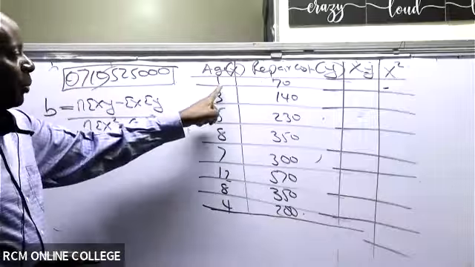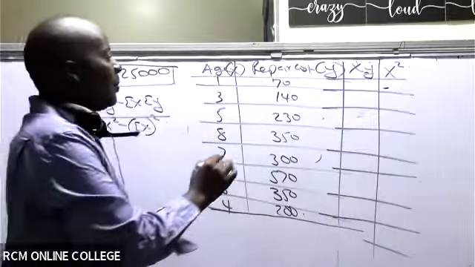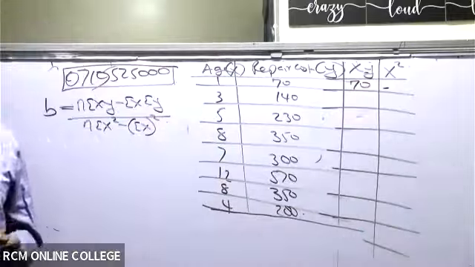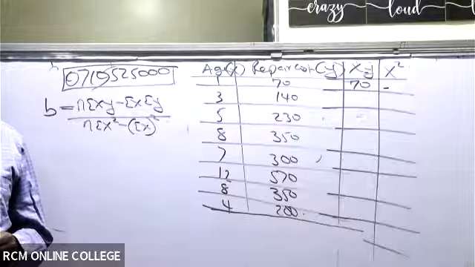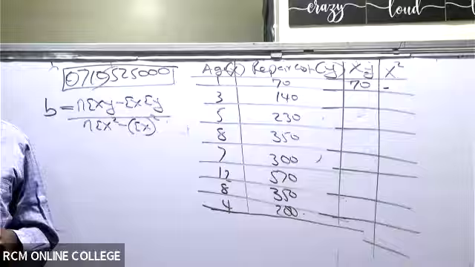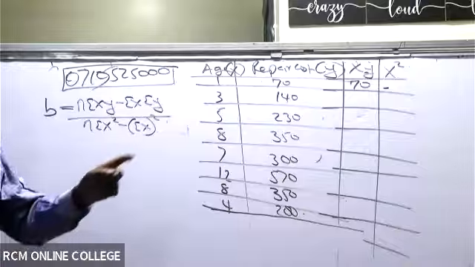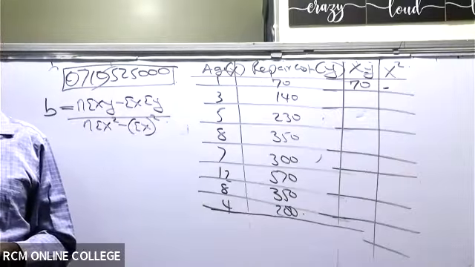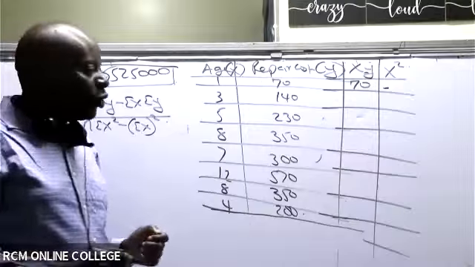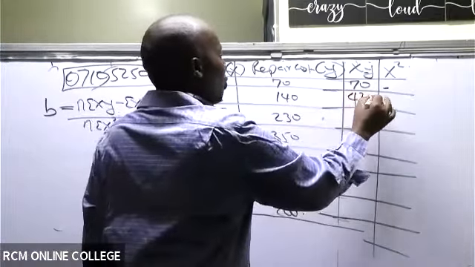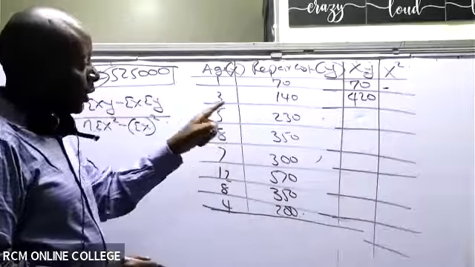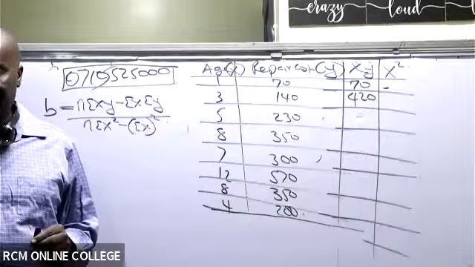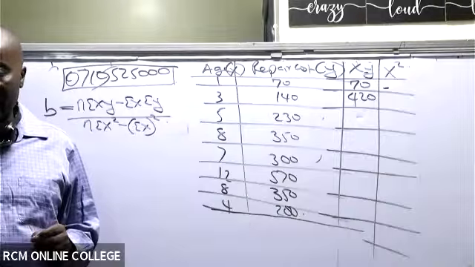So xy means you're multiplying. So 1 times 70 gives me 70. How about 3 times 140? Can somebody give me 3 times 140? You guys must give me these values. So that gives me what figure? Chitechi Laura, 420. Thank you so much. And then we have here 5 times 230.